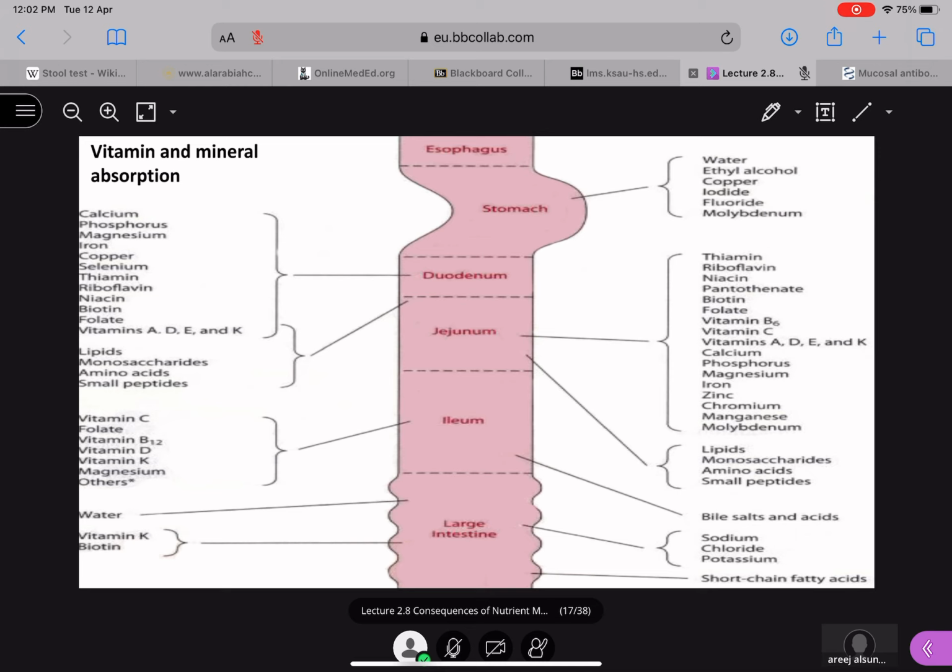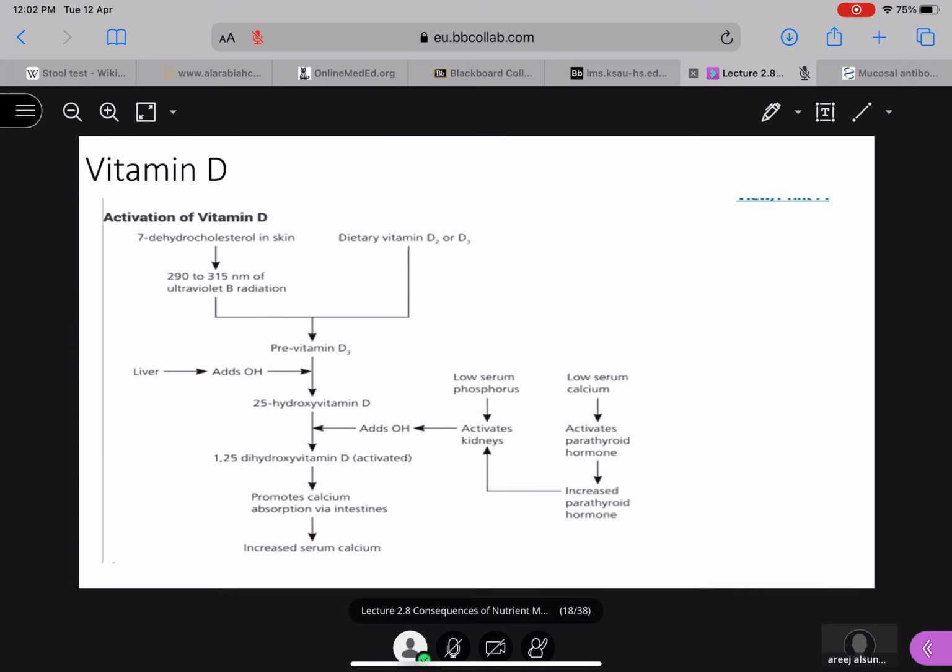Most of the vitamins and minerals, as you see here, will be absorbed in the duodenum, and to a lesser extent in the jejunum and ileum. So we will move to the first and most common vitamin deficiency in Saudi Arabia, which is vitamin D. How do we absorb vitamin D?